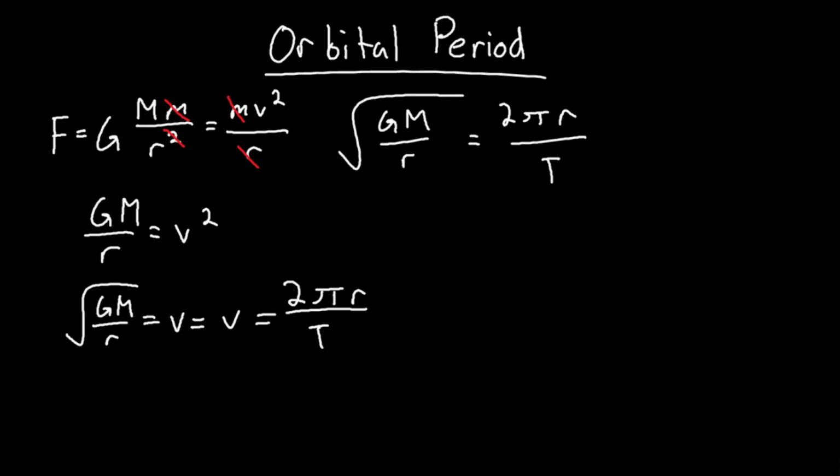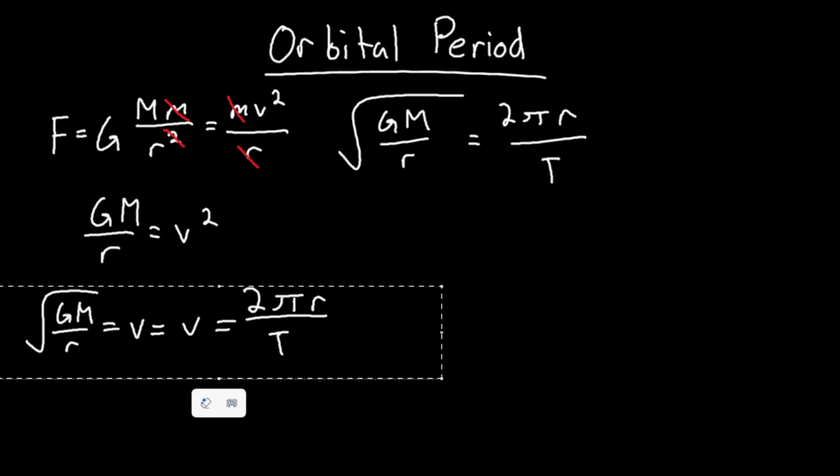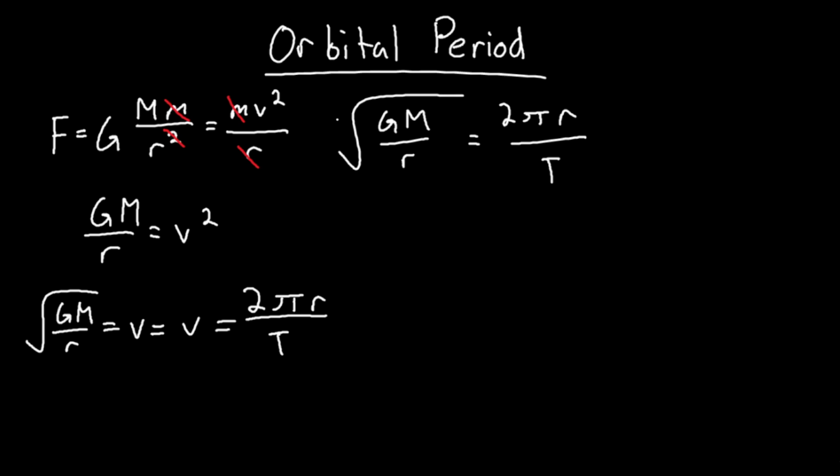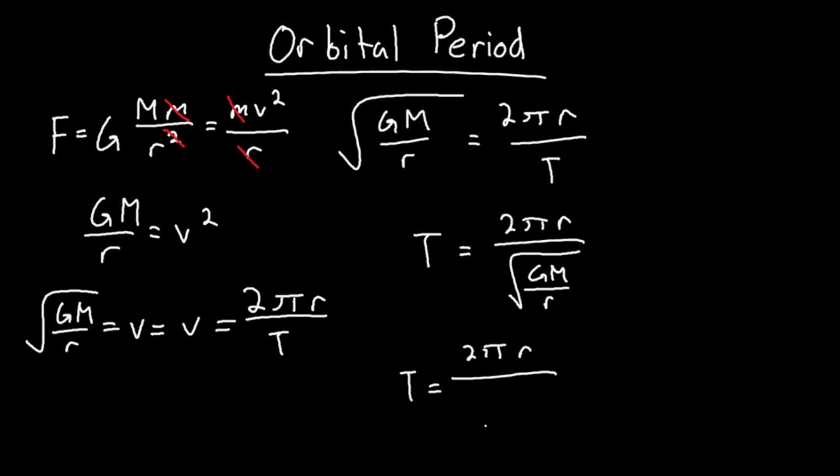Now all we have to do is isolate our orbital period. So in order to isolate that, let's create more space. We just need to multiply T and then divide this on both sides. So with just a little bit of algebraic manipulation, you get T equals 2 pi r over the square root of GM over r. Well, just to simplify this further, you get T equals 2 pi r over the square root of GM times the square root of r.